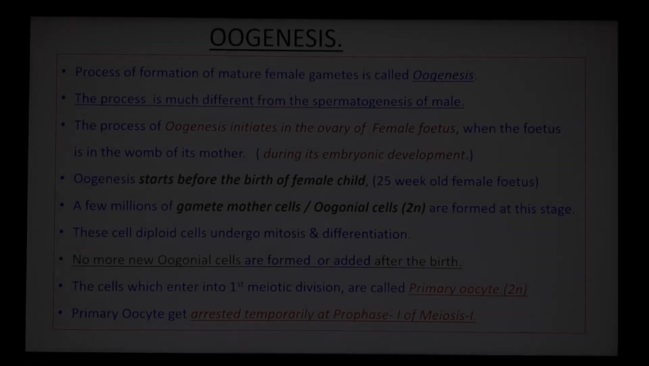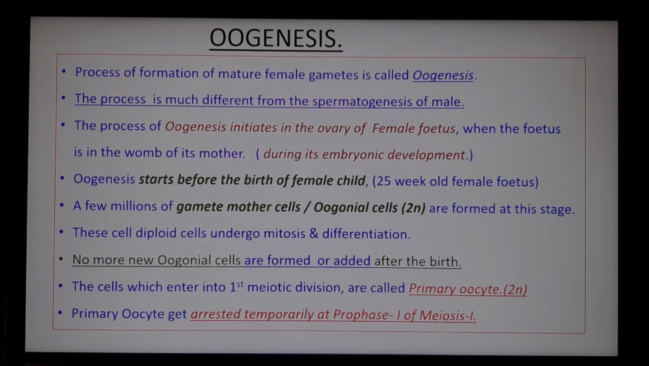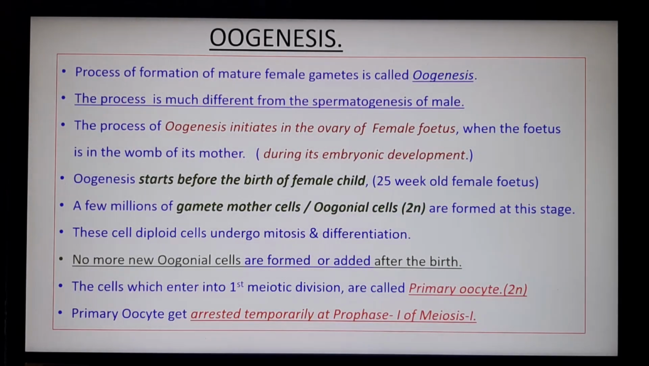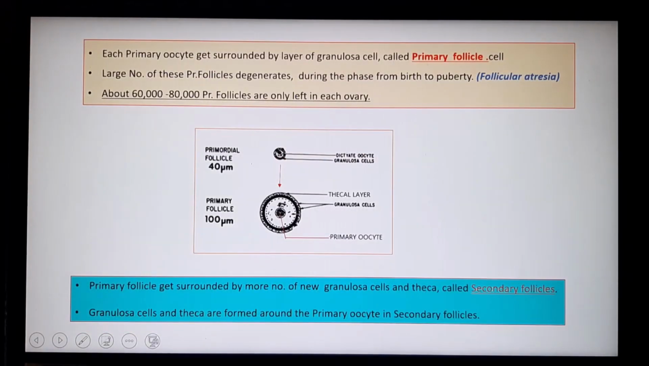The cells which enter into the first meiotic division are called primary oocytes. Primary oocyte is also diploid. But the primary oocyte gets arrested temporarily at this phase of prophase 1 of meiosis 1.